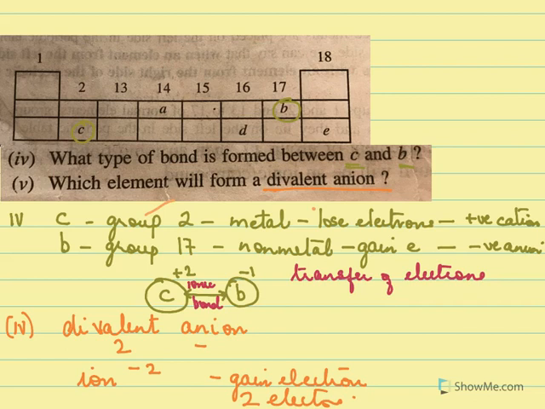Now who will gain 2 electrons? It is D. Now why will D gain 2 electrons? Because D is in group 16. Group 16 means 6 valence electrons. If it has 6 valence electrons, it gains 2 to make the outermost orbit stable. Gaining 2 means it will form an anion, -2.